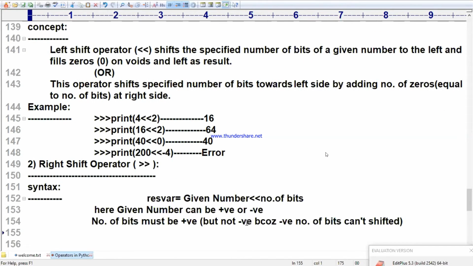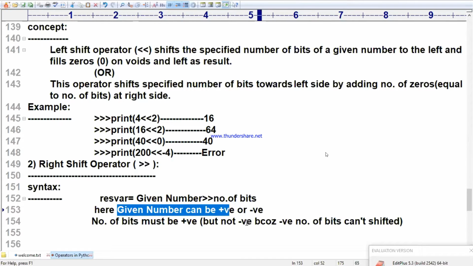Resultant variable res is equal to the given number, double greater than, number of bits. Here the given number can be positive or negative, and the number of bits must be positive, because negative number of bits cannot be shifted. This is a syntactical point. Now let us consider the example.